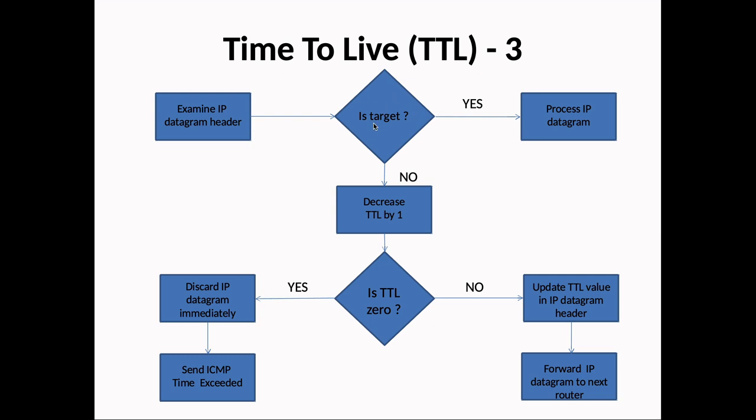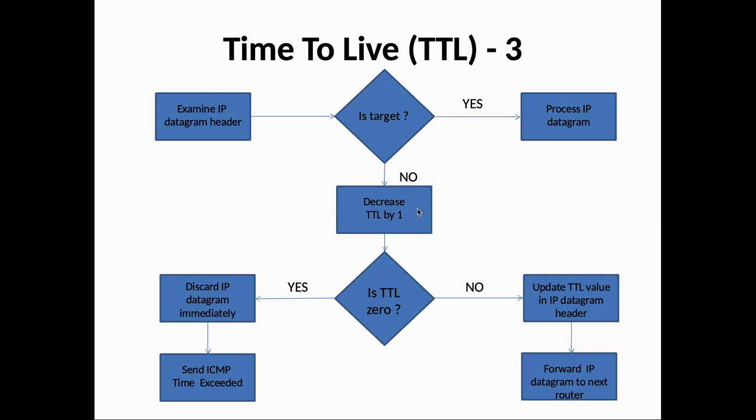The source device had sent out the IP datagram to reach the target. Now the IP datagram has arrived on this device. This could be a desktop, a server, a router, whatever this device is. So is this the target device? If yes, then process that IP datagram right away and reply appropriately. But if this device is not the target, then decrease the TTL by 1.